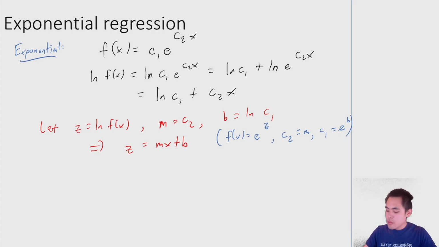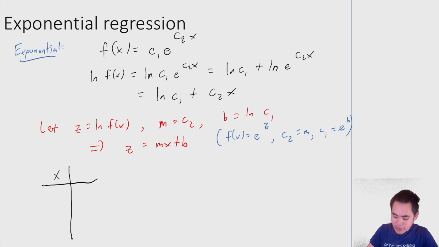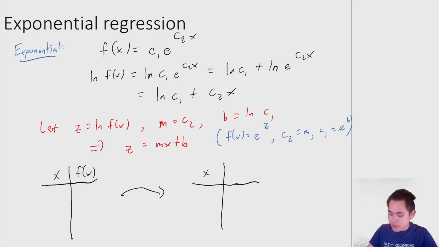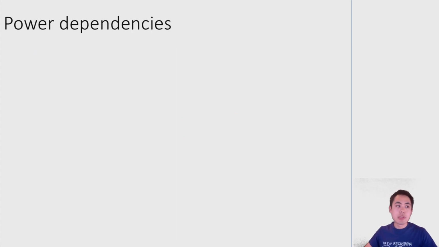So what you would then do is start off with your two sets of variables, x and f of x, and convert that entire thing into a new system where you have x and natural log of f of x. And then you do linear regression on that system. And you do something similar with power dependencies, which let's go over now.